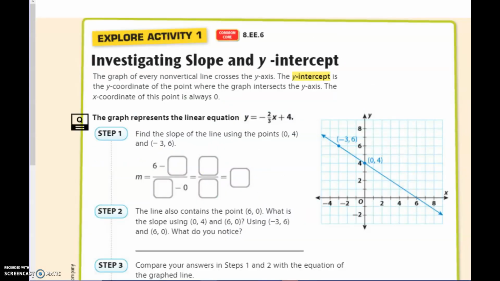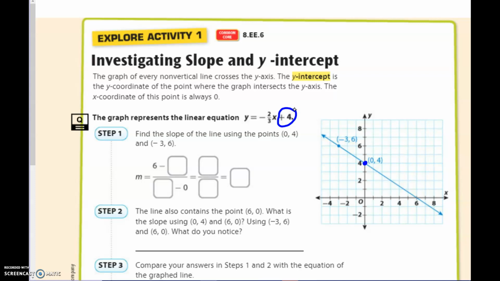All right, investigating slope and y-intercept. So we just talked about the y-intercept, and that if we look at this graph, you can tell that it's going through this point right here, 4. And we said, look at that. And what do we end up with in this equation? We end up with the 4.